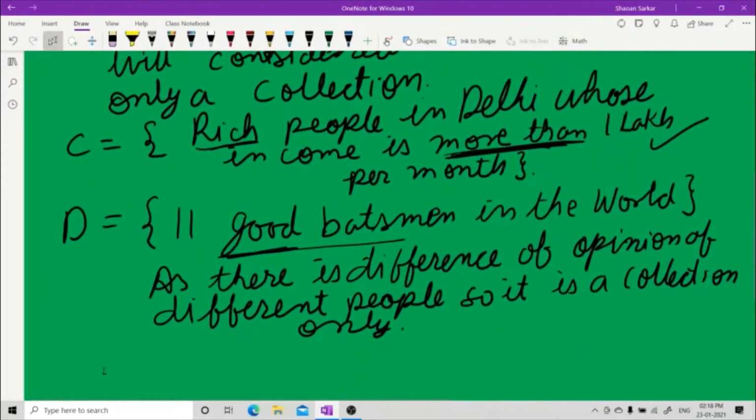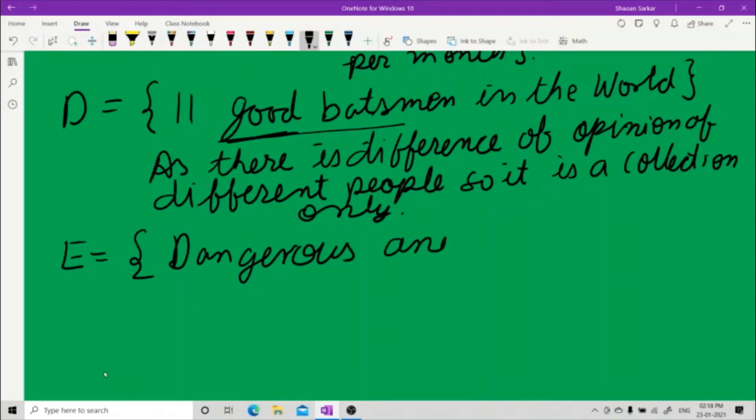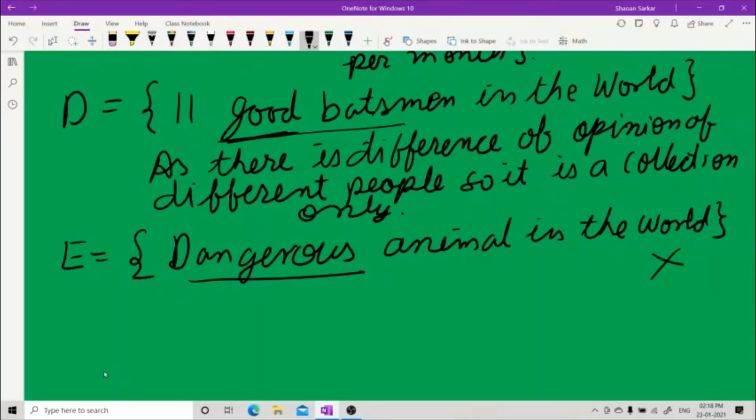Now take another example of class 11th. I remember E, dangerous animal in the world. Now this word dangerous is again an adjective, and it depends upon which people consider which one to be dangerous. Some may say this is not that dangerous, this is dangerous. So again, this is not a set. The above is also not a set. This 11 good batsmen in the world is not a set. They are all collections.